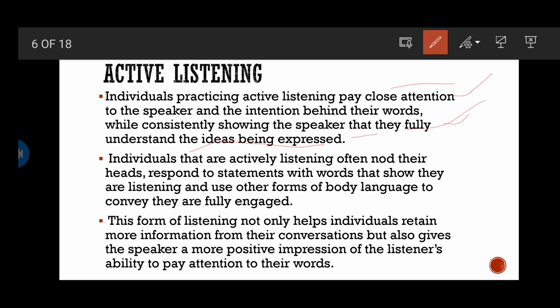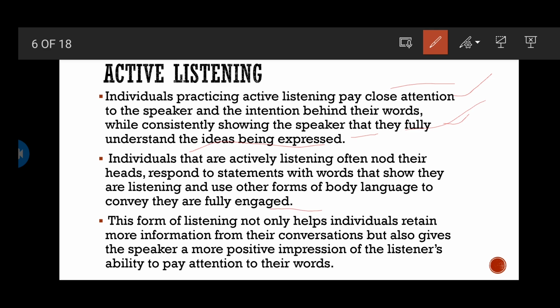Individuals who are actively listening often nod their heads, respond to statements with words that show they are listening, and use other forms of body language to convey they are fully engaged. Even active listeners will be very active while in front of the speaker. The body language and the emotions they carry show the speaker that they are paying full attention, and we can even categorize a listener just by watching their body language and emotions, whether they are an active or passive listener.